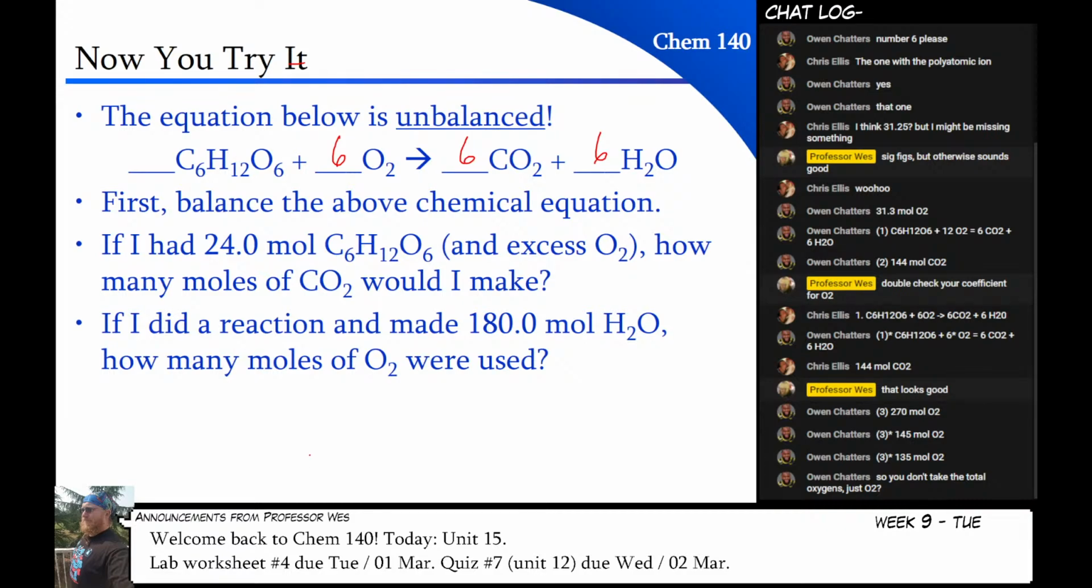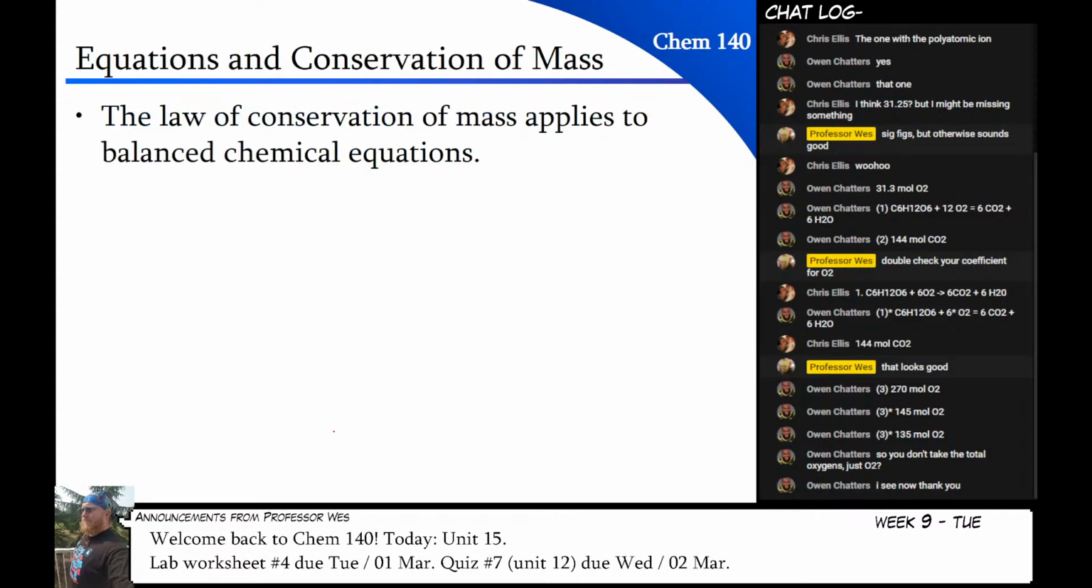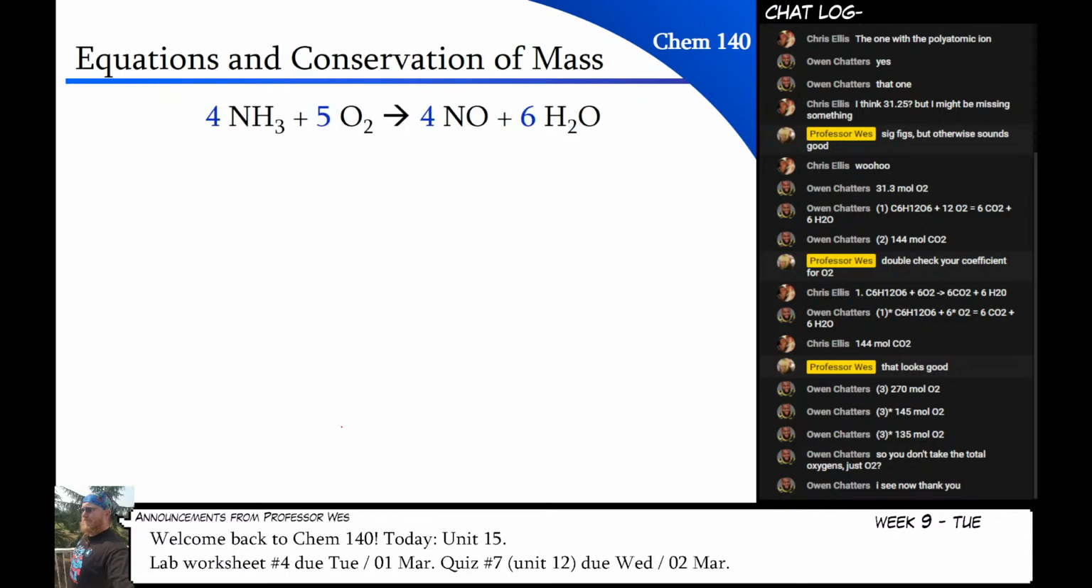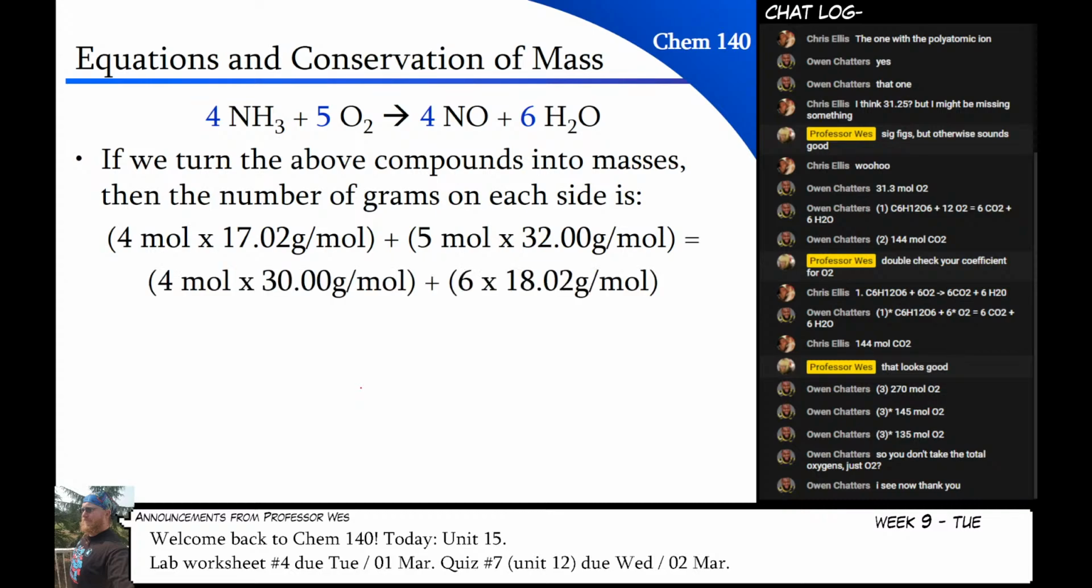All right, let's go do something obvious with this. We don't work in moles, let's work in grams. Now, this is just going to be a little demonstration that if I take these numbers and turn them into moles, I would get this equation here. So 4 moles times 17.02 grams per mole.